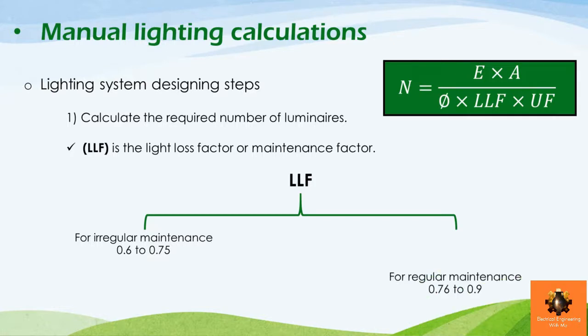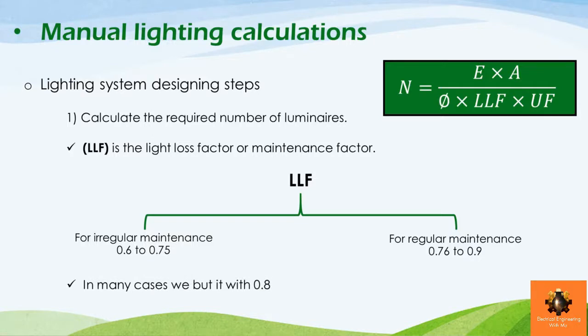While if there is regular maintenance of the luminaire, we will set LLF with a value that ranges from 0.7 to 0.9. But you can ask now, how can we set LLF in case we don't know how the future maintenance will be? So we don't know if the future maintenance is regular or irregular. In that case we will put LLF at 0.8, which is a middle or approximate value. So LLF is used practically with 0.8 in the case of unknown maintenance.